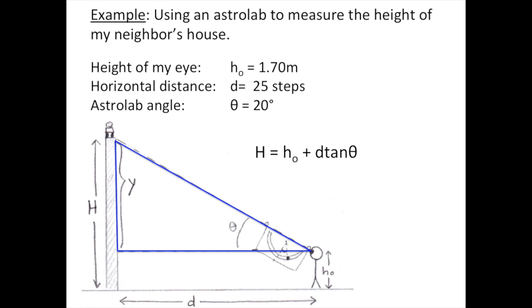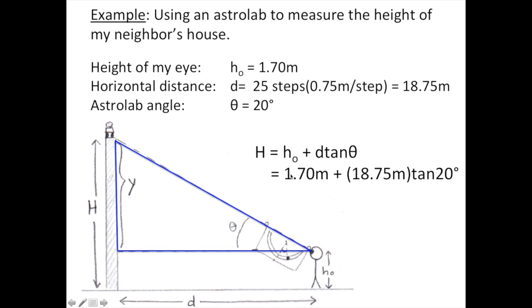Here's an example. Using an Astrolabe to measure the height of my neighbor's house. So the height of my eye is 1.70 meters from the ground. The horizontal distance when I walked from their house to the place where I was standing with the Astrolabe was 25 steps, and the angle reading on the Astrolabe was 20 degrees. And here's the equation. The first thing I need to do is convert my steps to meters using my pace.